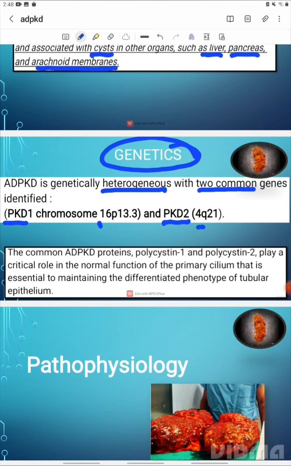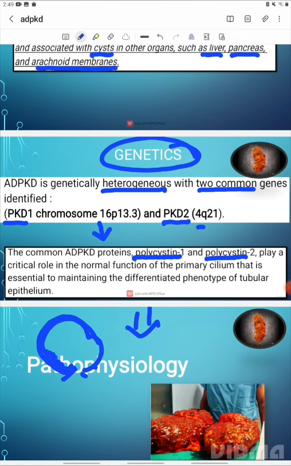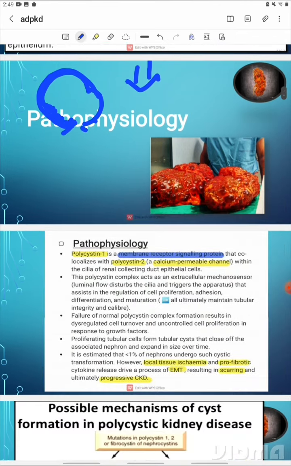The proteins involved in the pathogenesis of this condition are polycystin 1 and polycystin 2. They play a role in maintaining normal ciliary function in the tubular epithelium of the kidney. Once this function is lost, there is outpouching of the lining, and it results in cyst formation. But it's not as simple as it seems, because multiple pathophysiological changes are involved.